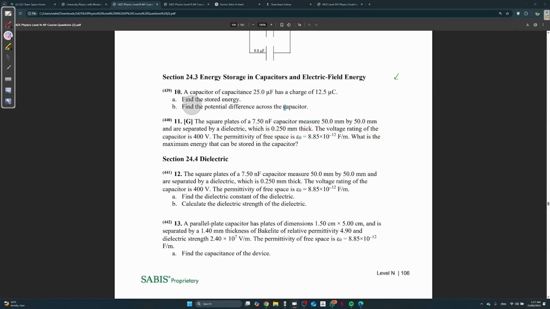Now, what's the potential difference across the capacitor? Now, we have our capacitance and we have our charge. They want us to find V. We easily, C is equal to Q over V, so V is equal to Q over C.